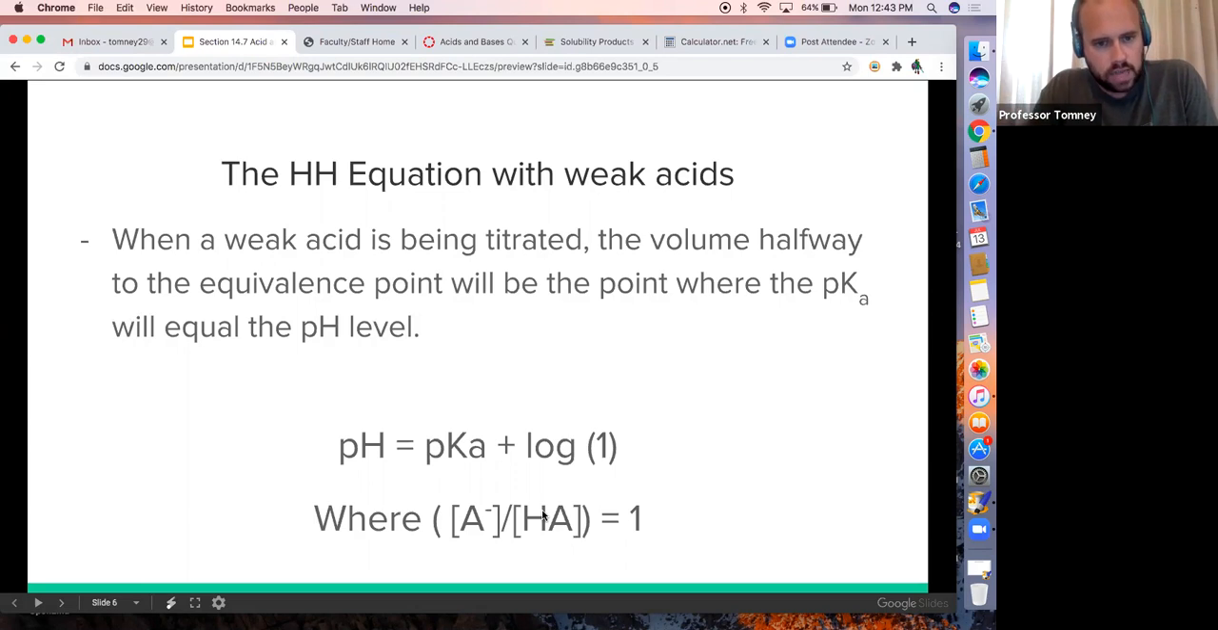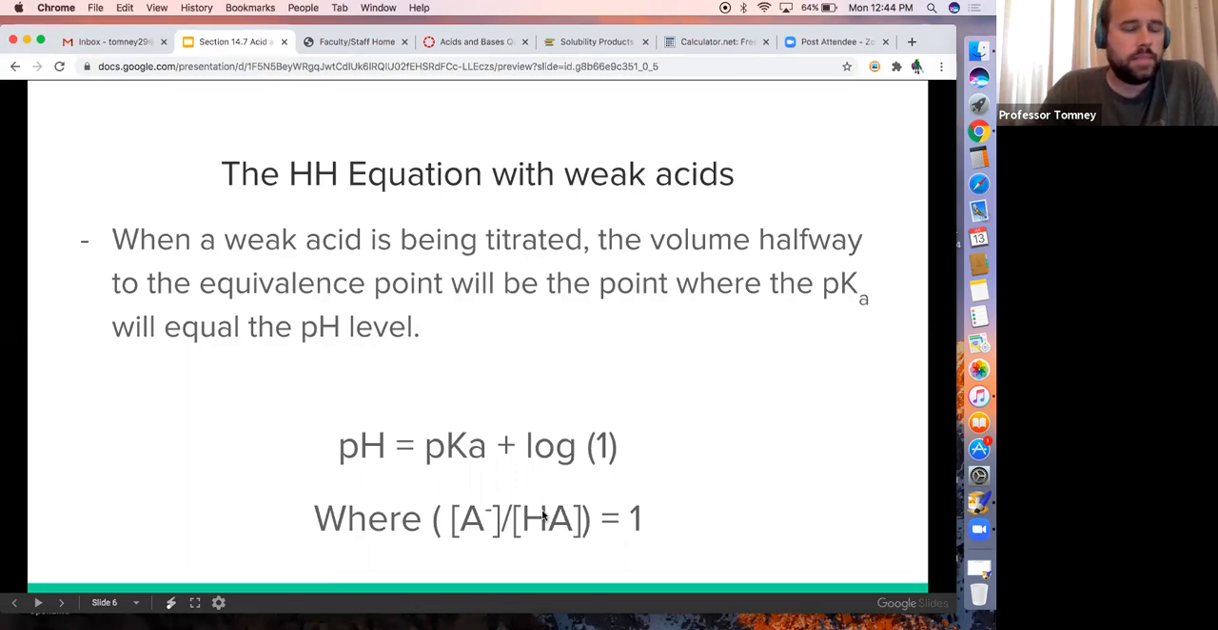So in the Henderson-Hasselbalch equation at that point, all of the concentrations drop out in the logarithmic portion, and we get pH is equal to pKa. That only happens with a weak acid, and it only happens at the halfway equivalence point. All right, but it is very useful when you're working with this.